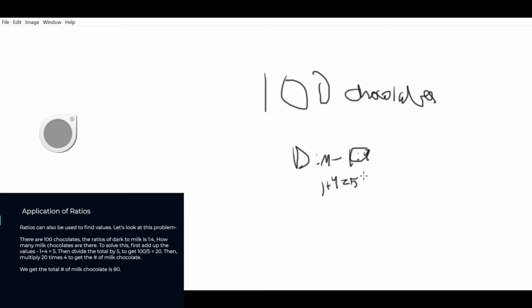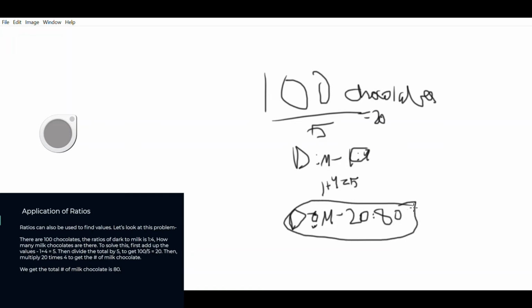And then we could just divide 100 by 5 to get 20, and then we could multiply it to either side of the proportion to get d by m is equal to 20 times 1, which is 20, and 20 times 4, which is 80. And this would be a new proportion, which would hold true.